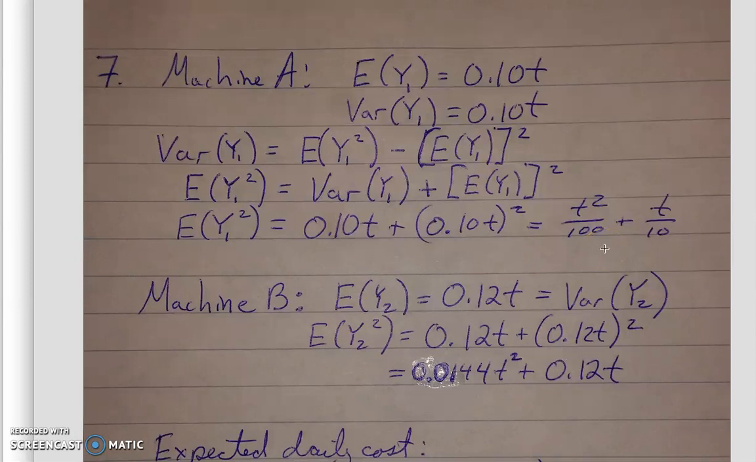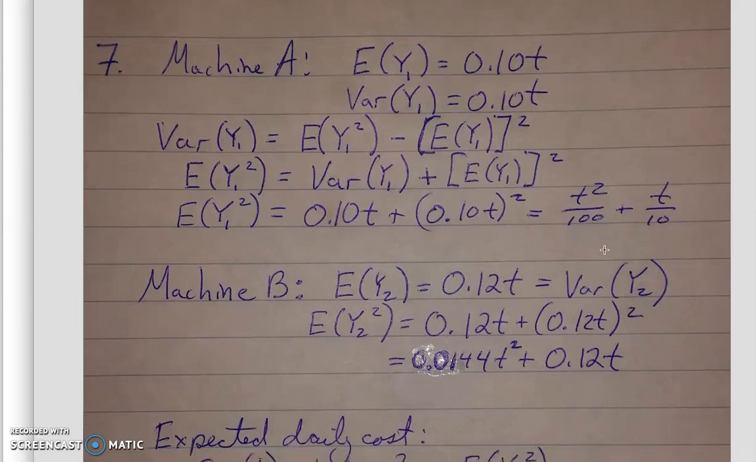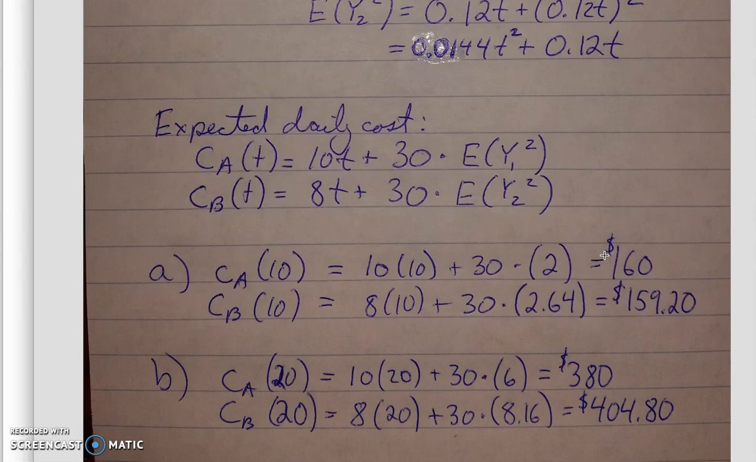Now that we have those two expressions for the expected values of the squares of the variables, we can move on to finding the expected daily cost. We look at the equations for those expected daily costs, and we see that the cost of machine A is 10t plus 30 times, and instead of y1 squared, we want to use the expected value of y1 squared. So that's what we have here, and the same thing for machine B. And so we've got two parts, A and B, where we've got 10 hours and 20 hours, and we want to see which machine minimizes the cost in each of those situations.